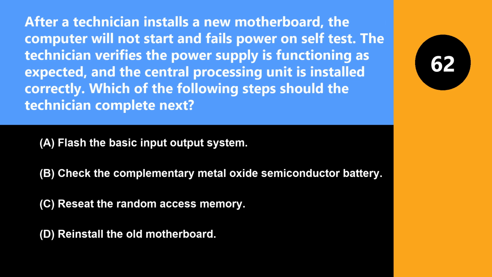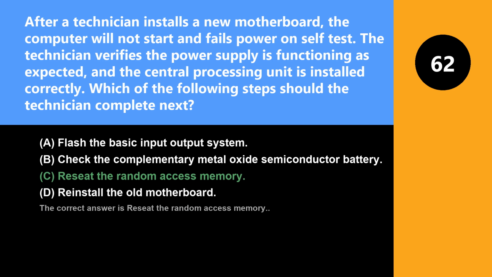Question 62. After a technician installs a new motherboard, the computer will not start and fails power on self-test. The technician verifies the power supply is functioning as expected, and the central processing unit is installed correctly. Which of the following steps should the technician complete next? Option A. Flash the basic input-output system. Option B. Check the complementary metal oxide semiconductor battery. Option C. Reseat the random access memory. Option D. Reinstall the old motherboard. The correct answer is option C. Reseat the random access memory.